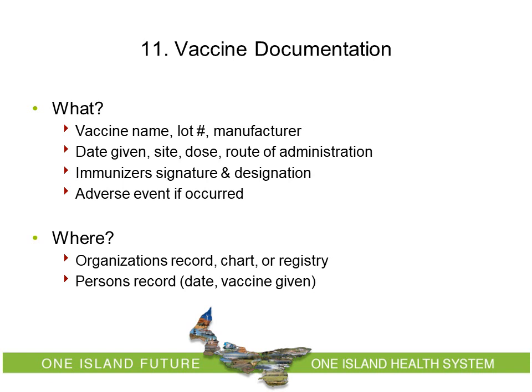Where is the vaccine documented? On the organization where they received, on their record, chart or a registry, and the person's record, which would include the date and the vaccine that was administered.